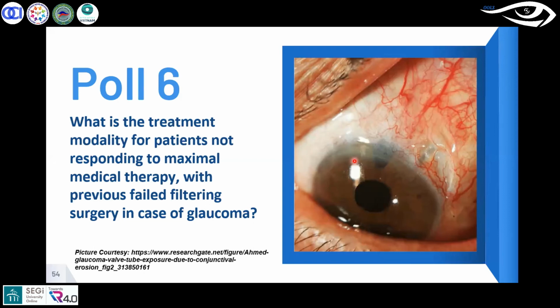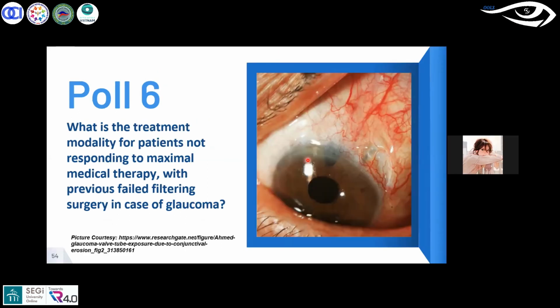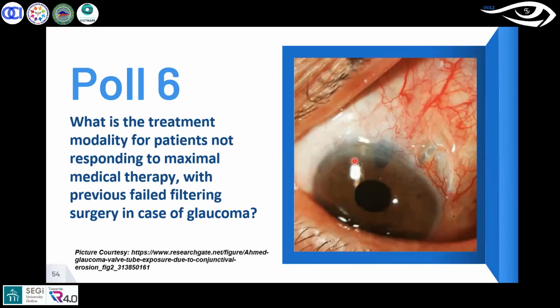So, in case of those patients who do not respond to any medical therapy, ideally we would go ahead with the valve implant because that would be the final way of treating the patient. So, valve implant is the answer. Trabeculoplasty is similar to trabeculectomy. So that is the primary line. When you prefer filtering surgeries, you can also consider trabeculoplasty. So that's not the treatment that they would go ahead with. So the answer is valve implant.